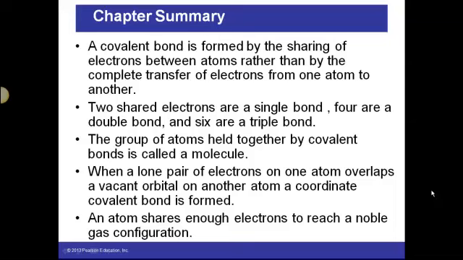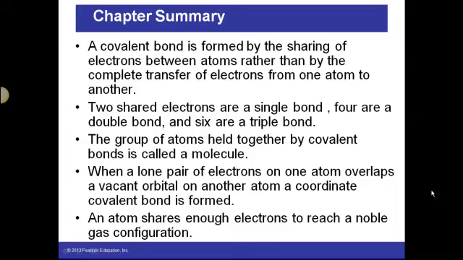Alright, so an overall chapter summary of chapter 4. We've learned that covalent bonds are formed by the sharing of electrons between atoms rather than by the complete transfer of electrons from one atom to another, as we learned for ionic bonding. These two shared electrons are a single bond.